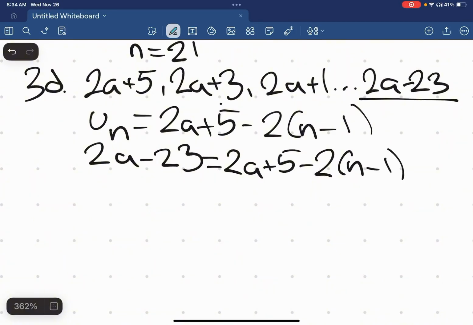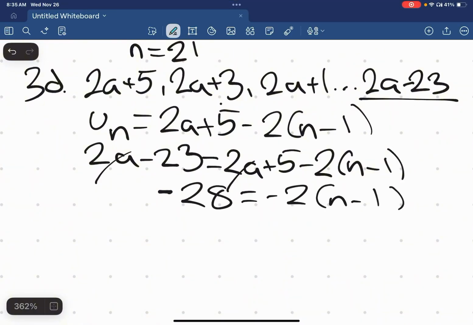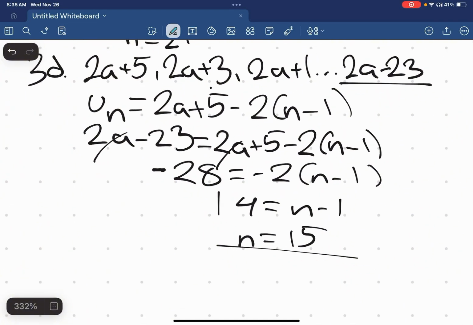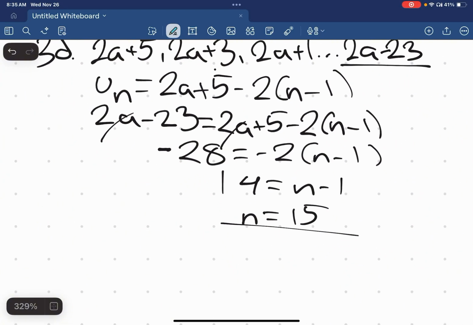After doing the simple math, we can cancel these two out. Minus 5 on both sides. So negative 28. Divide by negative 2 on both sides. We get n is equal to 15. So 15 terms. All right, that's going to be all for the third one.